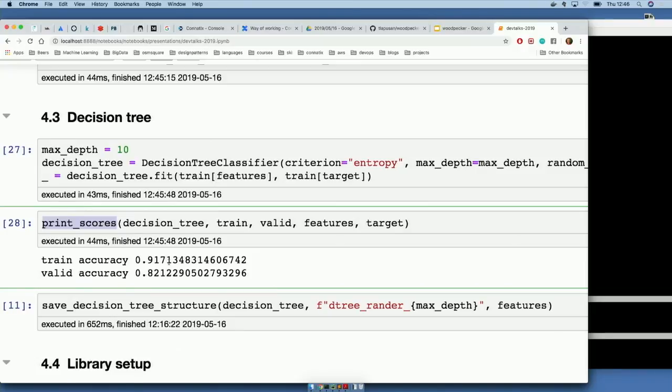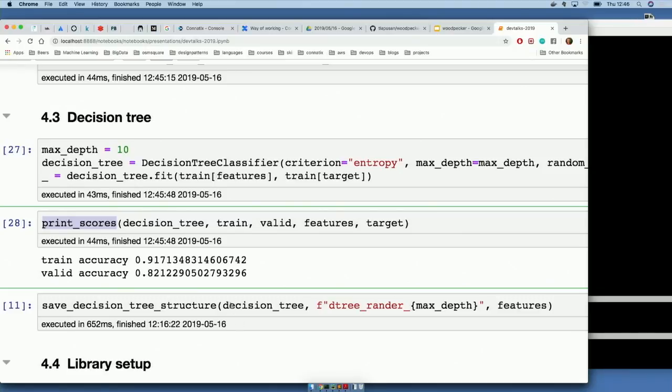Do you know what's happening behind this? Why do you have a lower accuracy on the validation than the training set? Yes, we are overfitting. This happens when our decision tree classifier learns the training set very well and doesn't make good predictions on the validation set.